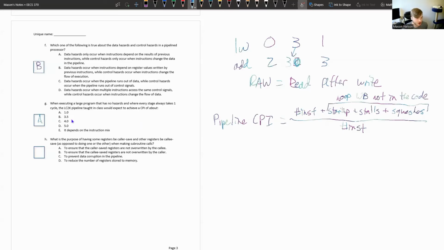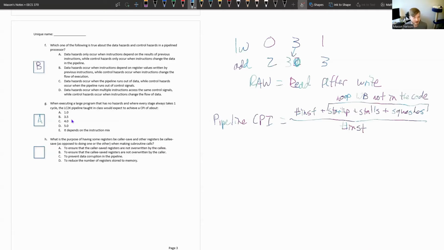Question H. What is the purpose of having some registers be caller save and other registers be callee save, as opposed to doing one or the other when making subroutine calls? A, to ensure that the caller save registers are not overwritten by the callee. B, to ensure that the callee save registers are not overwritten by the caller. C, to prevent data corruption in the pipeline. Or D, to reduce the number of registers stored to memory.